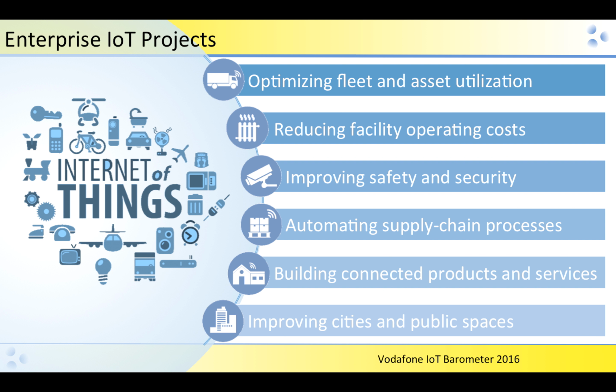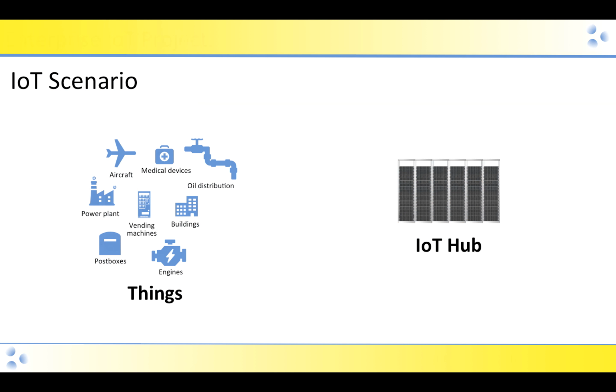There are a number of different types of IoT projects that enterprises are deploying, and these come from a Vodafone barometer that was published in 2016. And today I'm going to particularly be talking about optimizing fleet and asset utilization. And this is just one particular way in which an IoT project can help improve the efficiency that a business sees and experiences as they're working with their assets.